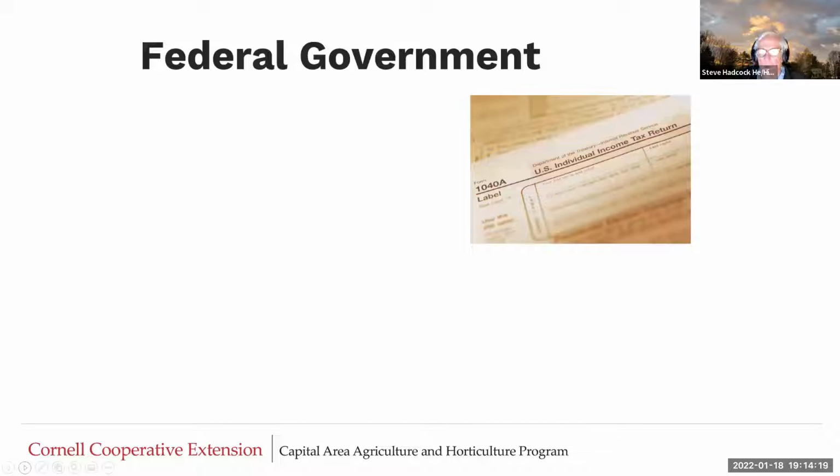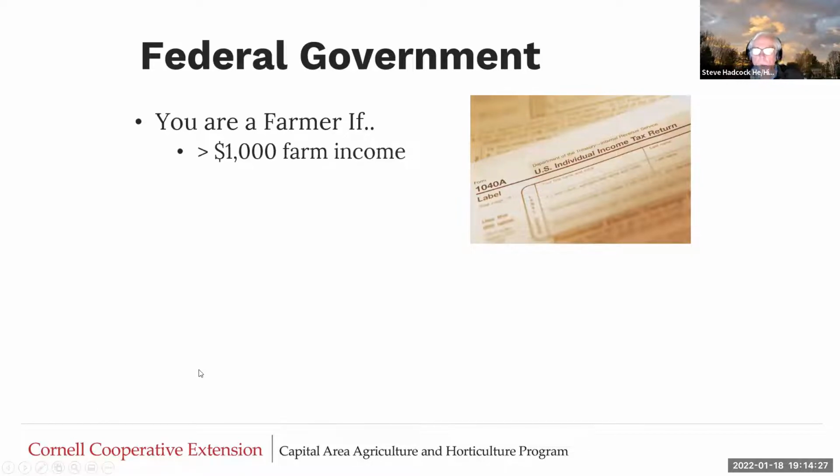So as far as the federal government is concerned, particularly when it comes to income taxes, you're considered a farm if you generate greater than $1,000 worth of farm income. If you have greater than $1,000 worth of farm income, then you're able to file Schedule F of Form 1040.